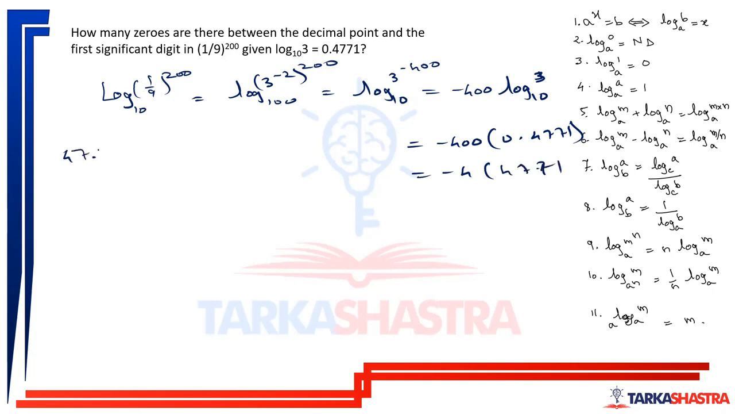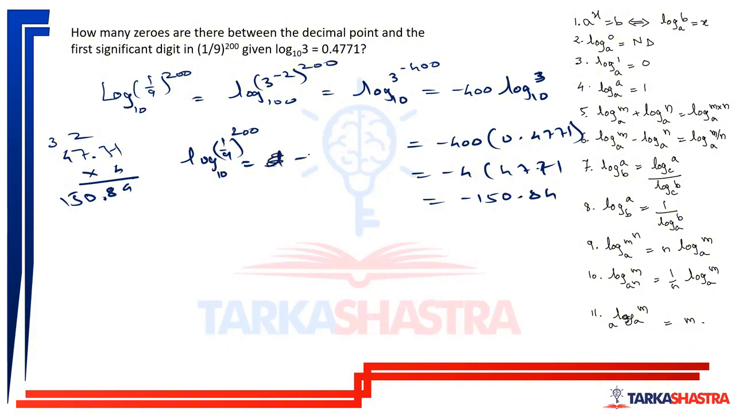Okay, so 47.71 multiplied by 4. So this is 4, this is 8, this is 2, this is 8, this is 3, this is 12, this is 50. So 150.84. So minus 150.84. So what I'm trying to say here is, log 1 by 9 to the power 200 with base 10 is equal to minus 150.84.